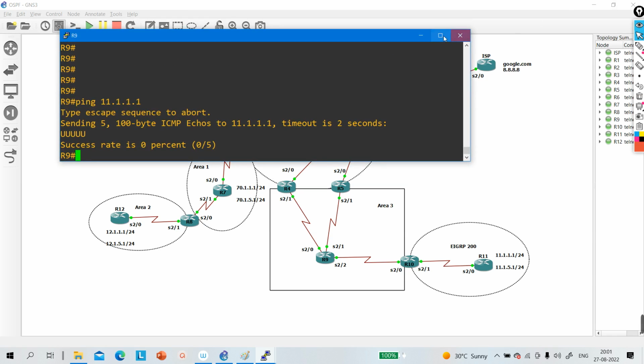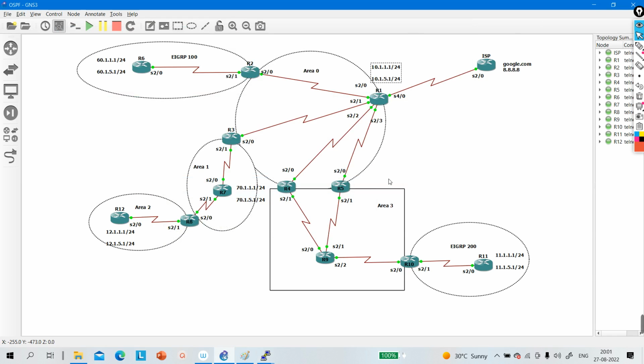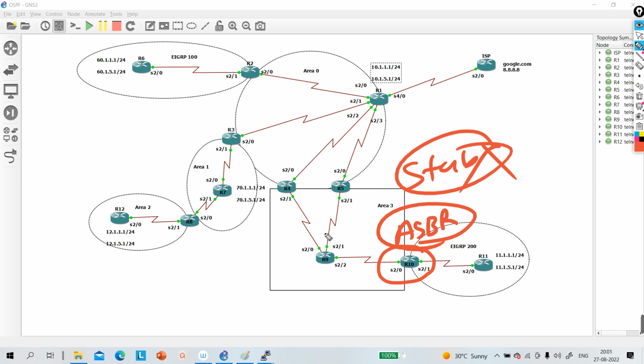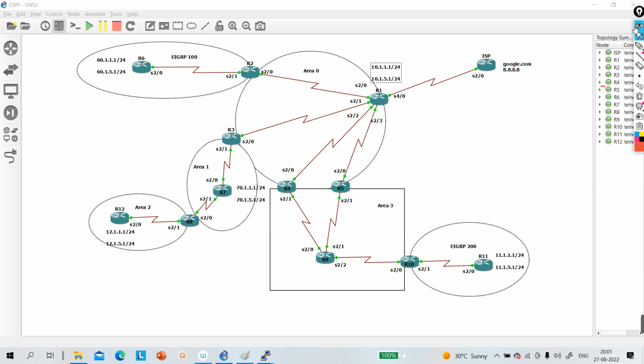So here we need to configure an NSSA area, because in my network there is one ASBR, and ASBR is not allowed in a stub area, right? So we cannot configure a stub area here. We can configure an NSSA area. NSSA stands for not so stubby area. Okay, so let me show you how to configure an NSSA area.